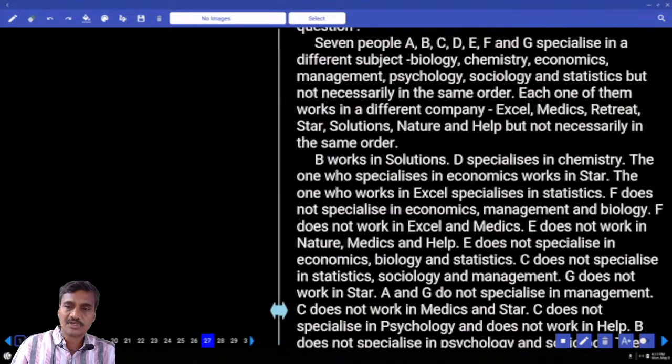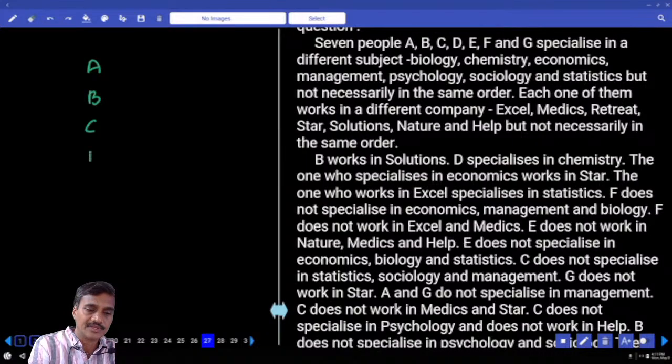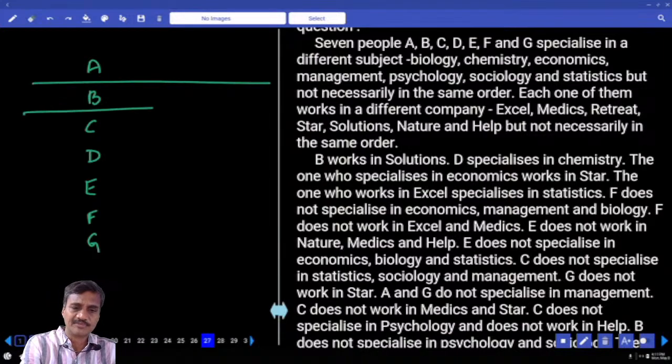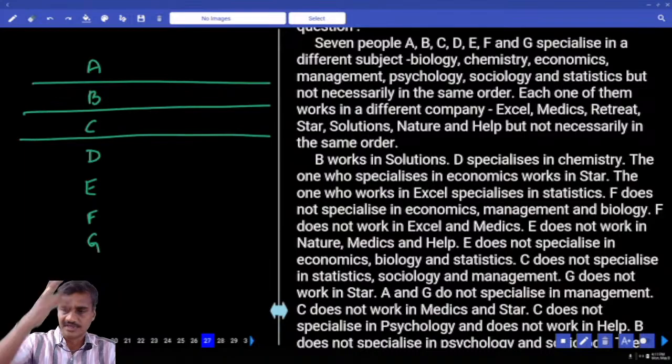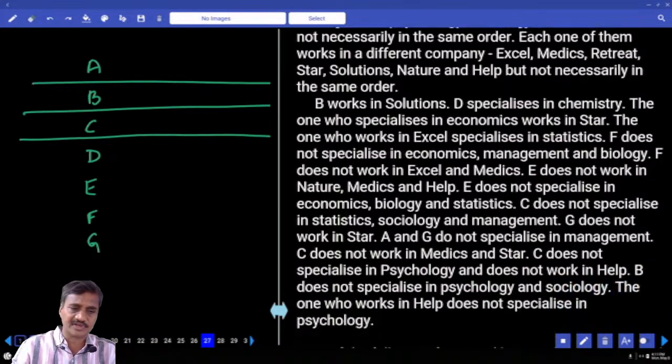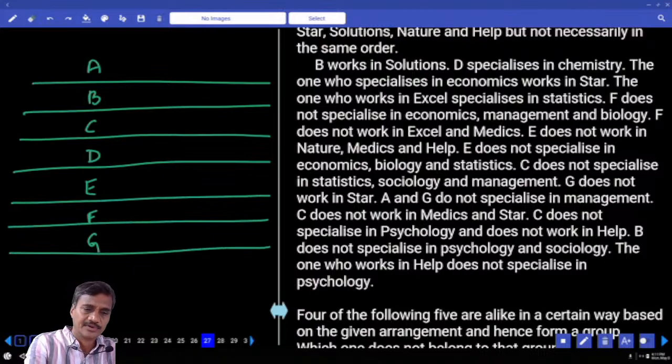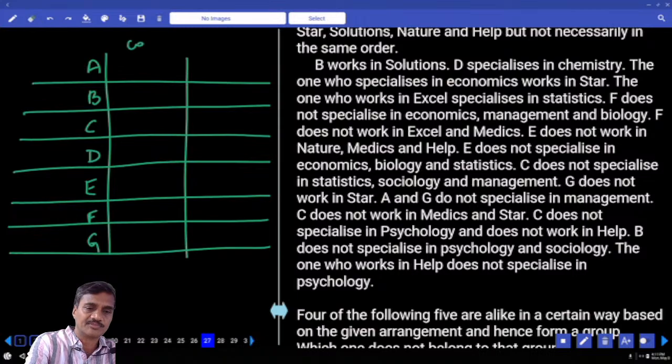Then coming to this one, now 7 people were there. A, B, C, D, E, F, G are the 7 people. What are the parameters? One is the subject, and the other is that each one of them works in a different company. So the company and the subject are given, in any order.